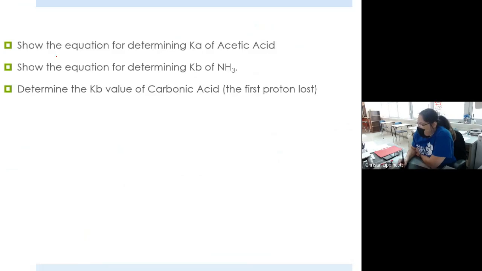Okay, so acetic acid. What they want you to do here is show the equation for determining the Ka for acetic acid. So your acetic acid is HC2H3O2. That's the formula. We're going to put that in water. And what's going to happen is this hydrogen is going to come over and join with this guy. So figure out what your products are going to be based on that.